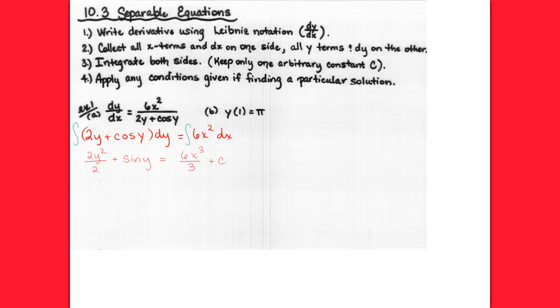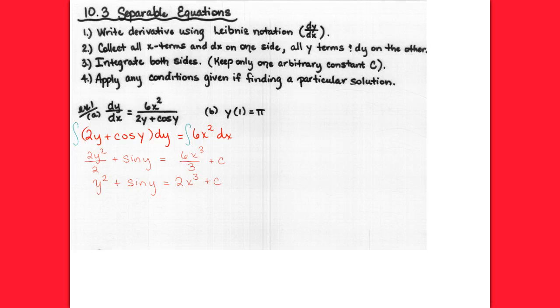All right. So we could go through and simplify the 2's here to just have y squared, and simplify the 6 over 3 here to just have 2x cubed. And again, we did not need an arbitrary constant on both sides. It does not matter which side you put it on. I just put mine on the right. Now, if they had not given me an additional piece of information here, that would be my answer.